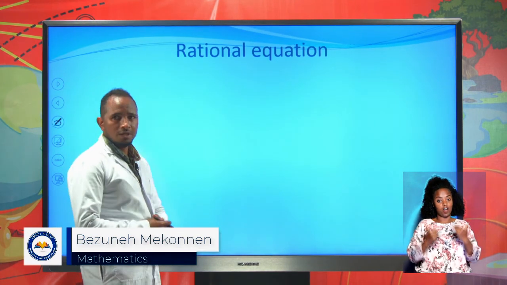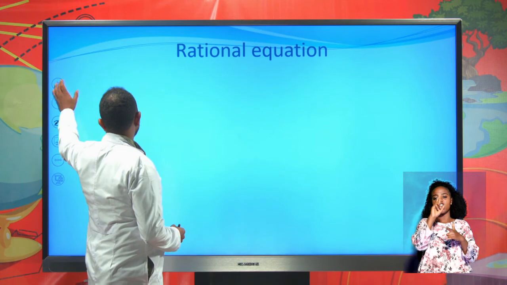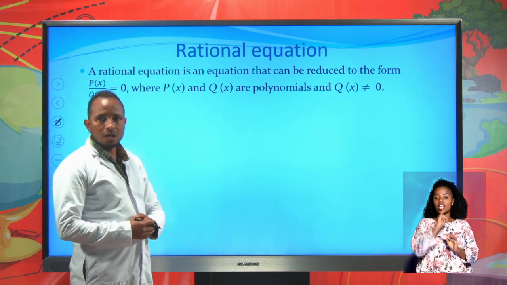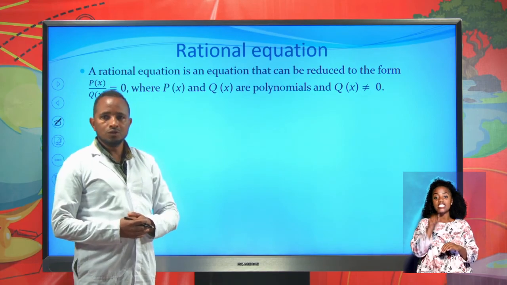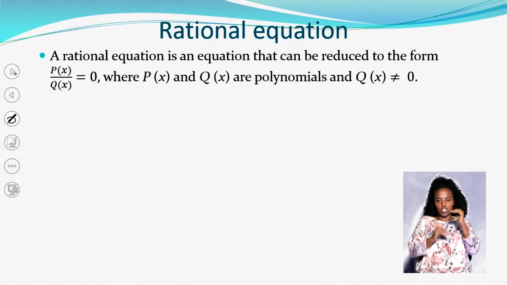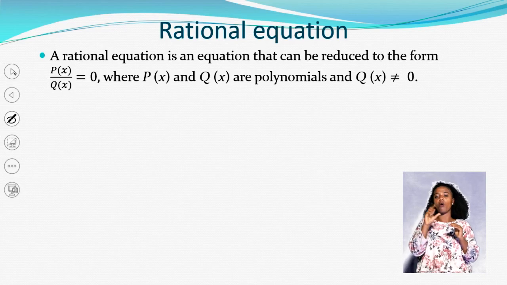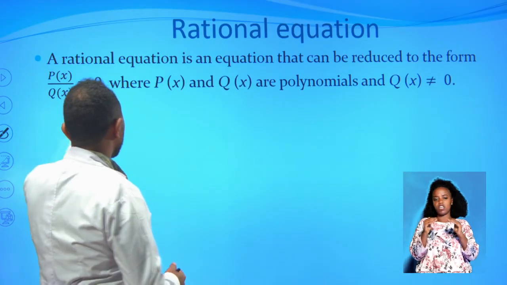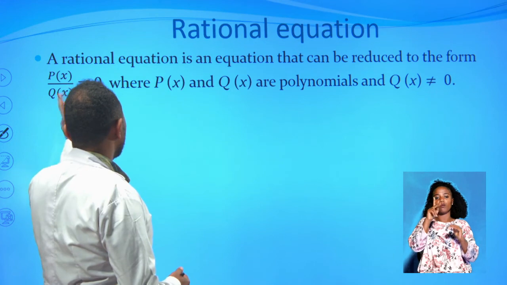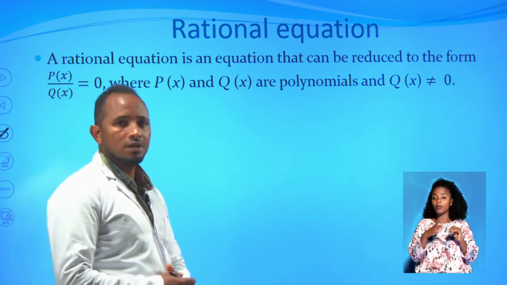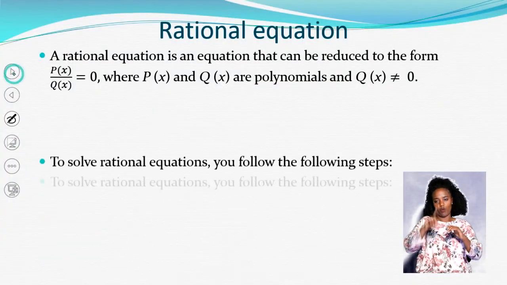Now first let's see rational equation. A rational equation is an equation that can be reduced to the form P of x over Q of x equal to 0, where P of x and Q of x are polynomials and Q of x is different from 0. The denominator Q of x is different from 0.